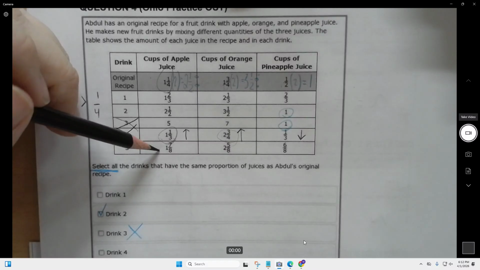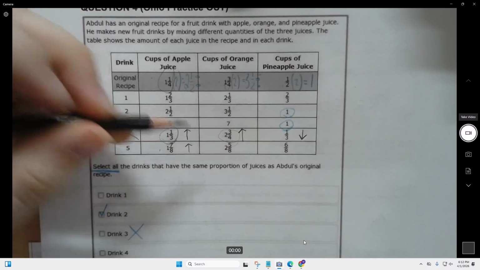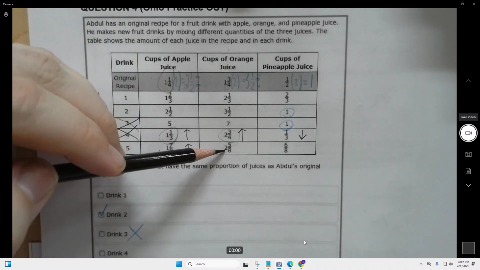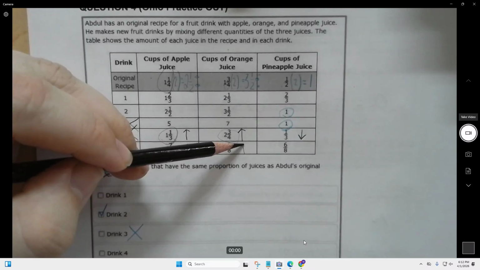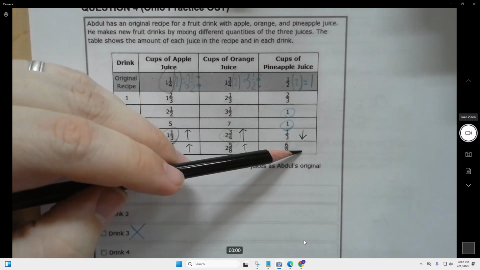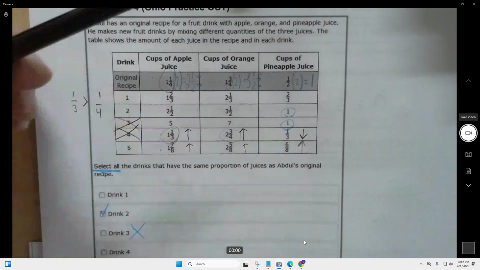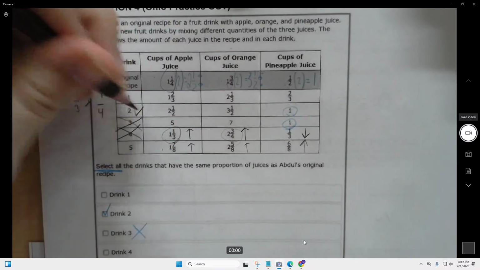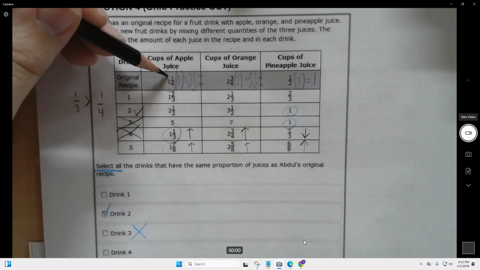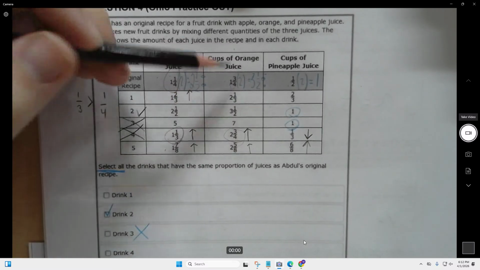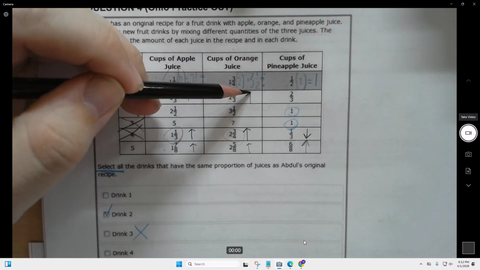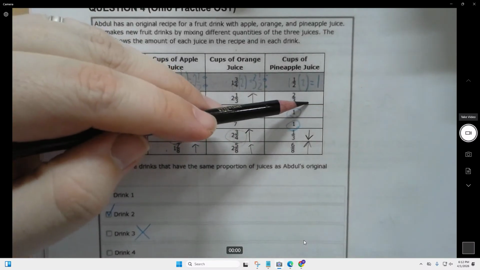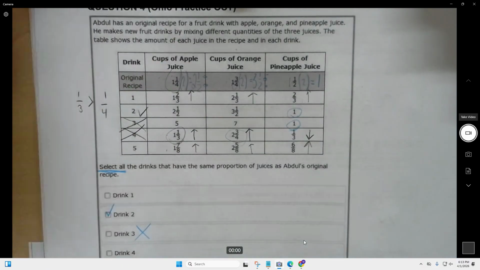Drink 5, 1 7/8. Apple juice went up. Cups of orange juice, 2 5/8, went up. Cups of pineapple juice, 1/2 to 6/8, went up. Drink 1, 1 1/4 to 1 2/3 went up. 1 3/4 to 2 1/3 went up, and 1/2 to 2/3 went up. Let's see if there's anything else that we can see here. Nope.